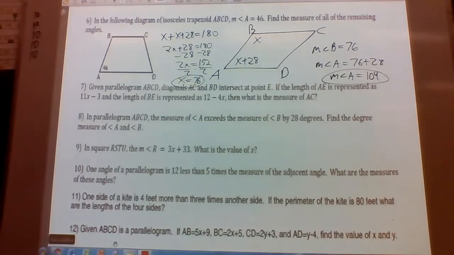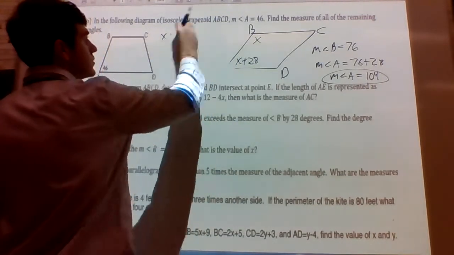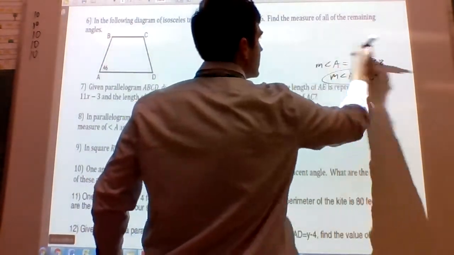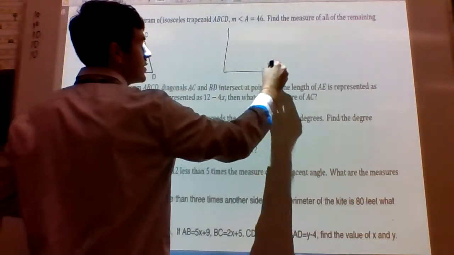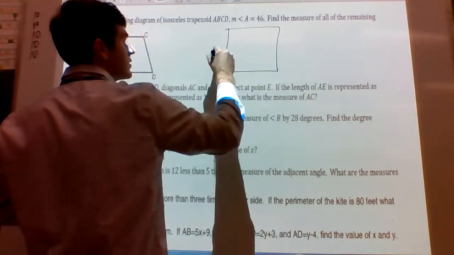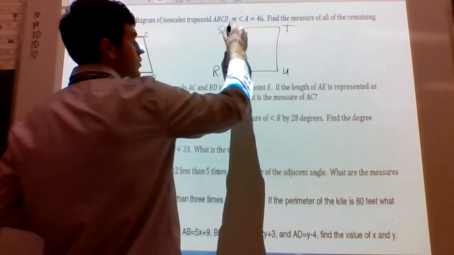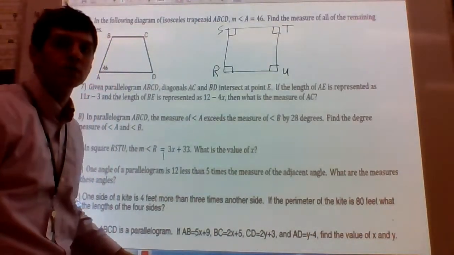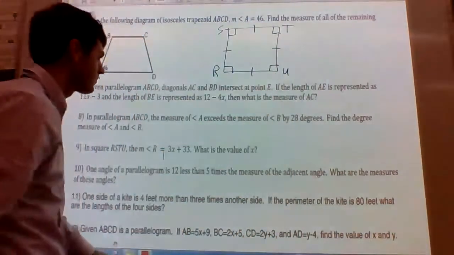All right. Number 9, we have square RSTU. In the square, we know we have 4 right angles, and because it's a rectangle, a square is a rectangle. We also know a square is a rhombus, so it has 4 congruent sides.